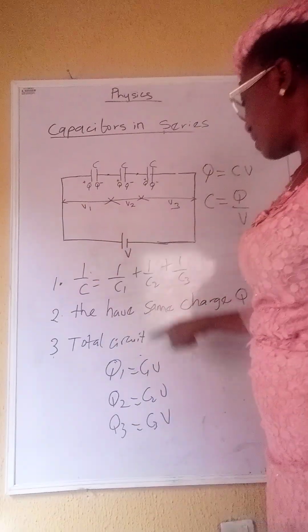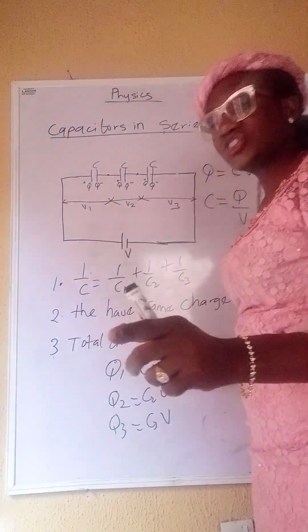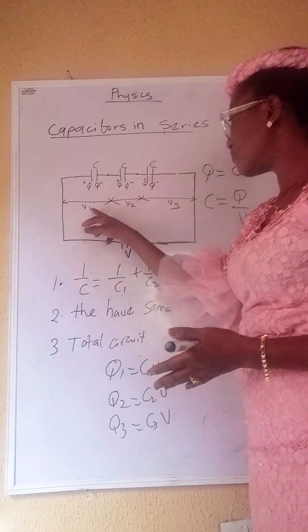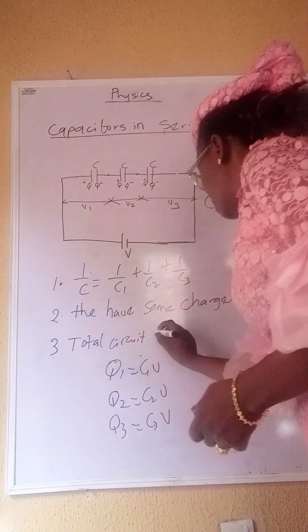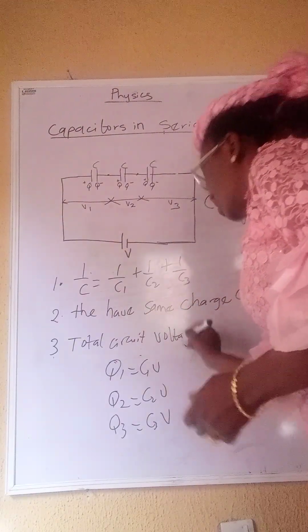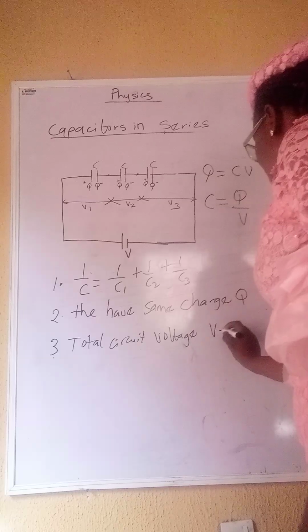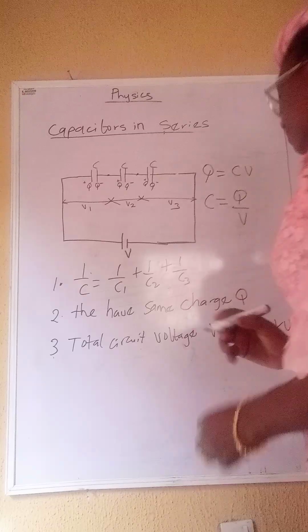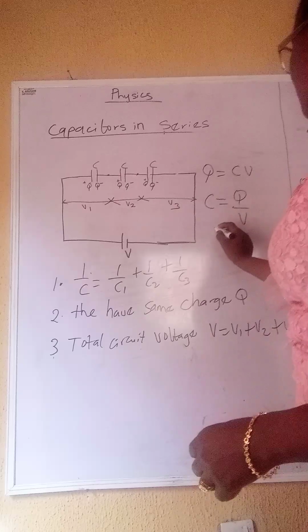Now, when it comes to the total circuit voltage, you can see when we talked about the parallel, it is the charge that is different. But when it comes to series, it is the voltage that is different. You can see it here, V1, V2, V3. So we're not going to be talking about the total circuit charge in this case, since they have the same charge. So the total circuit voltage is V is equal to V1 plus V2 plus V3. Are you following?